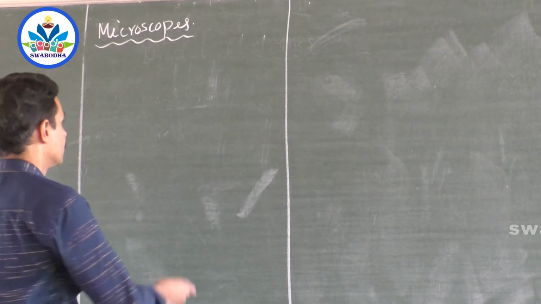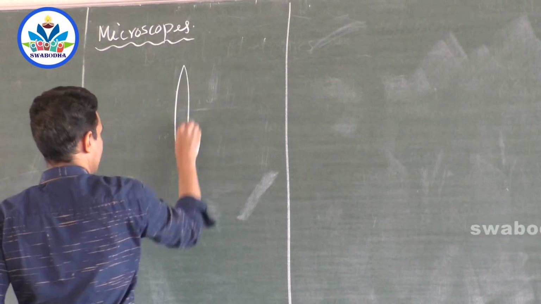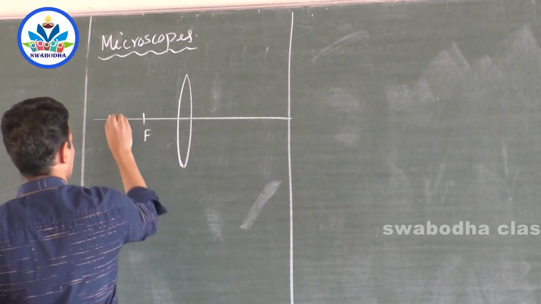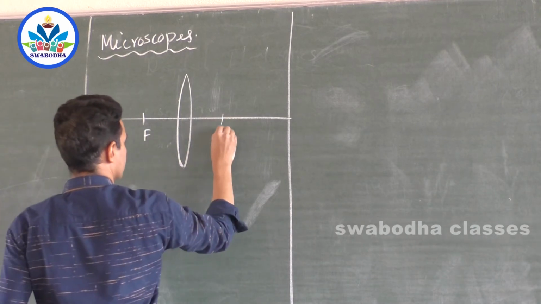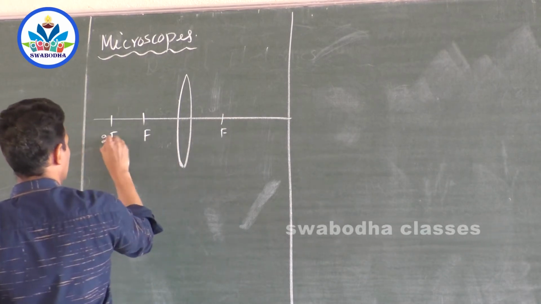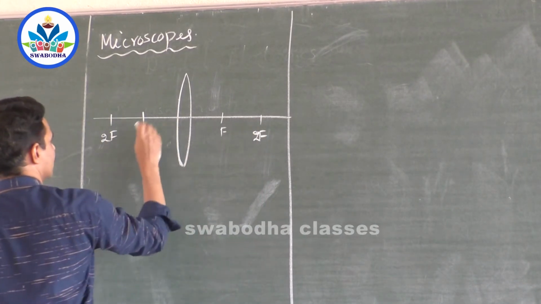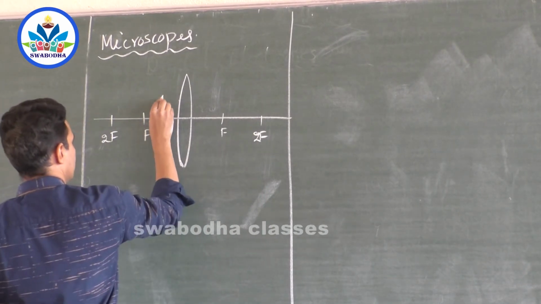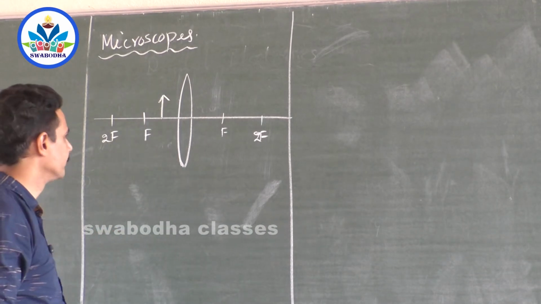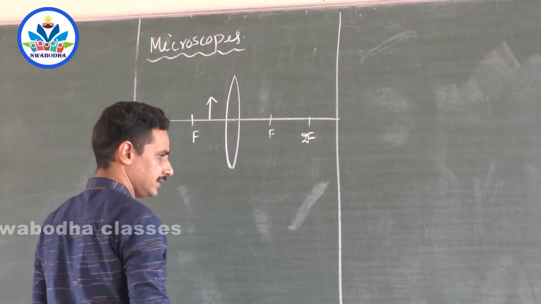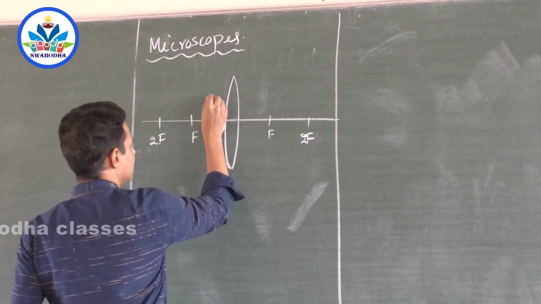So let us take a convex lens of certain focal length, and here are F and F, and here is also focus, 2F, and this is F, and this is 2F. Now place an object within the focus like this. When we place an object within the focus, we have to consider two rays of light. One ray parallel to the principal axis.